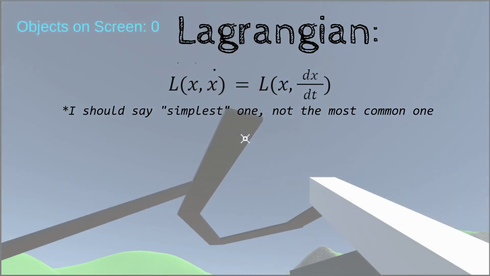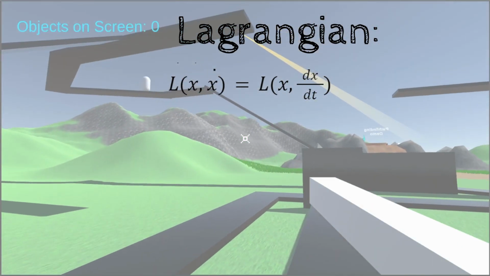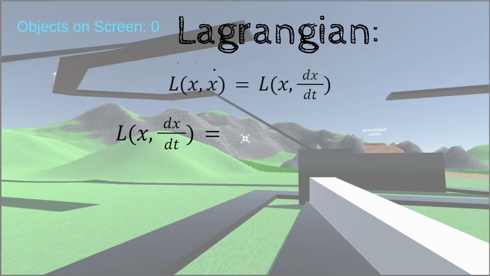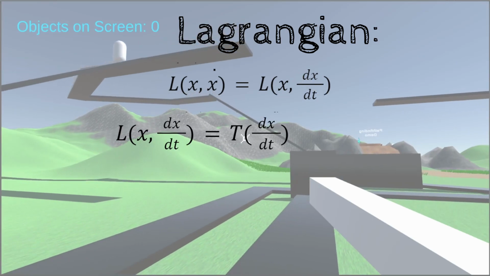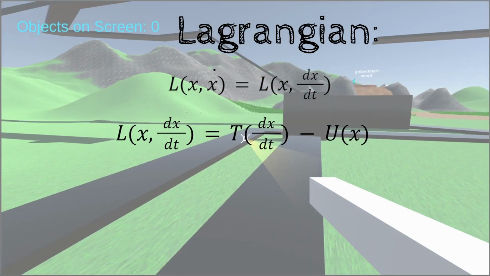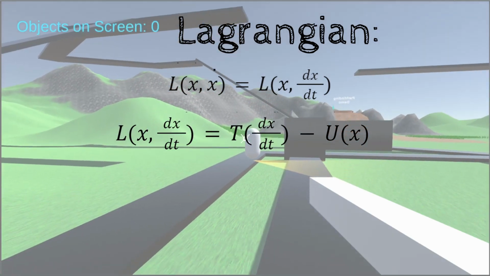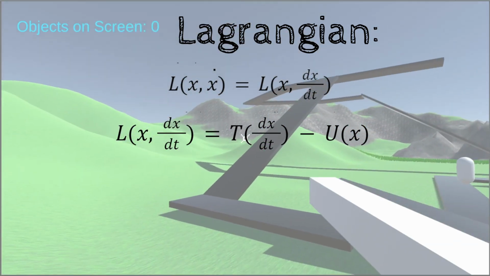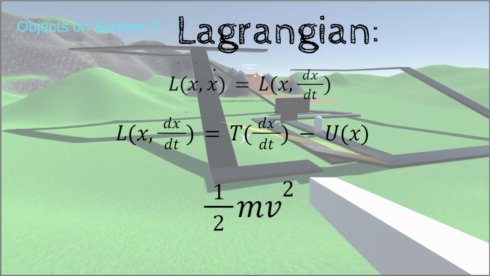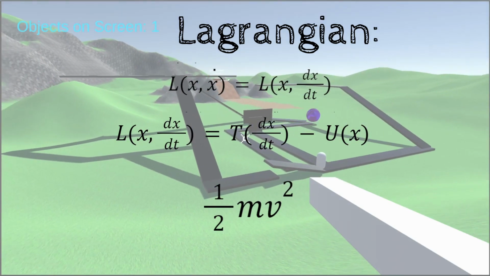So what are our two functions? Well, here it happens to be that of kinetic energy T as a function of the rate of change in position, and potential energy U as a function of position. And what function gives us kinetic energy? Well, that's 1/2 mv squared, the kinetic energy of an object.